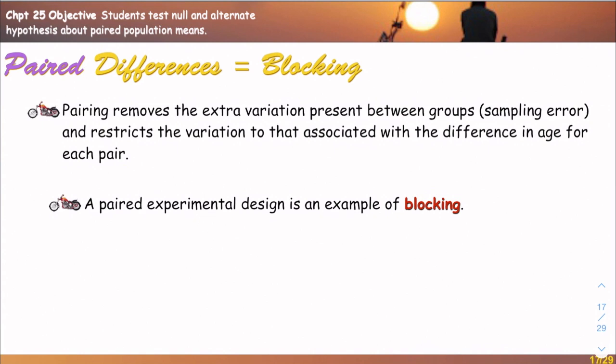Pairing removes the extra variation present between the groups and restricts the variation to that associated with the difference in age for each pair. Pair difference is blocking. So a paired experimental design is an example of blocking.